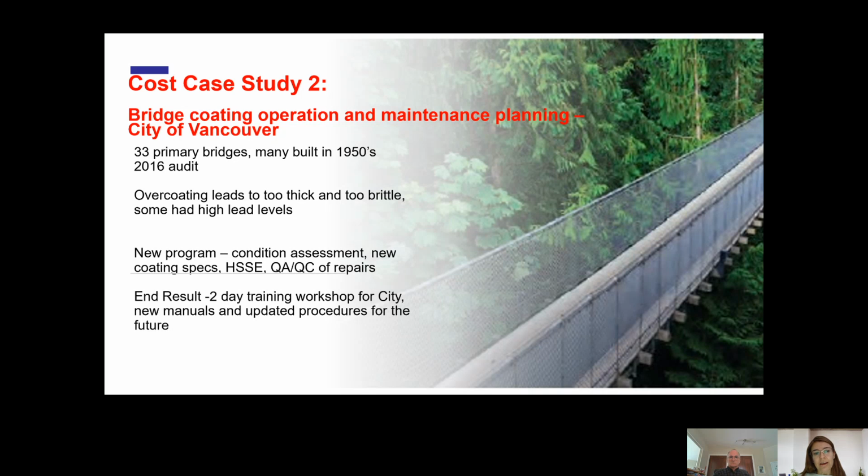So now they have a new program that has a condition assessment. They selected the coating specifically for the areas that have high humidity, close to the ocean or inside the forest. On top of that, they did a lot of training for their personnel. So this was a really good outcome from someone who read the previous study and said, there is something we could do better here. And indeed, they are doing it, and they have reported really brilliant results.